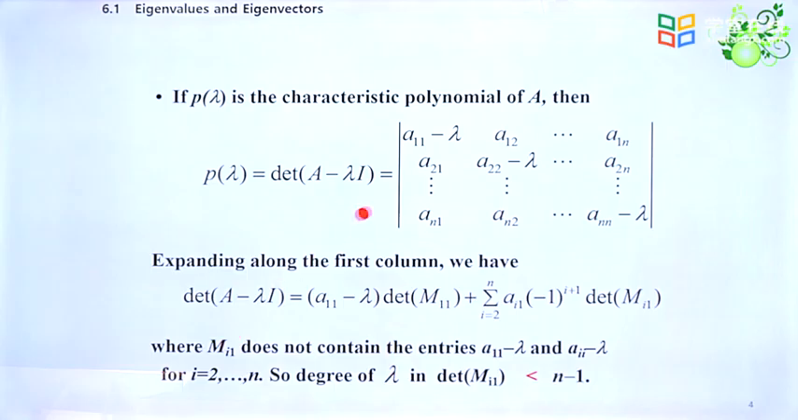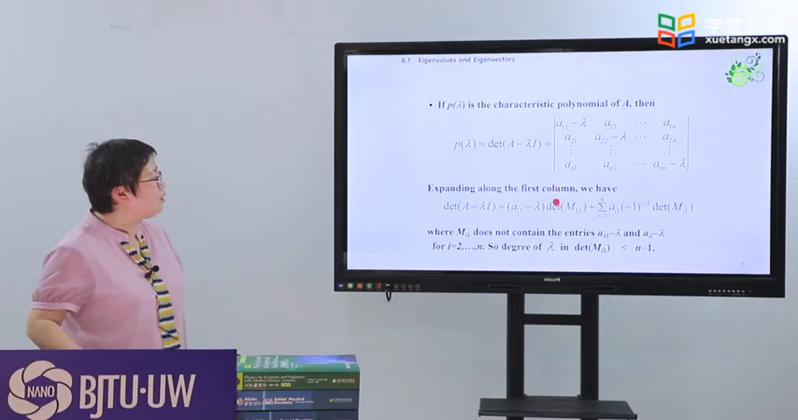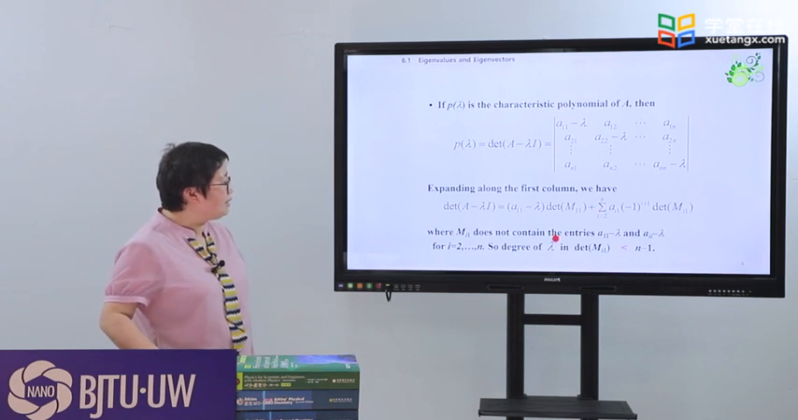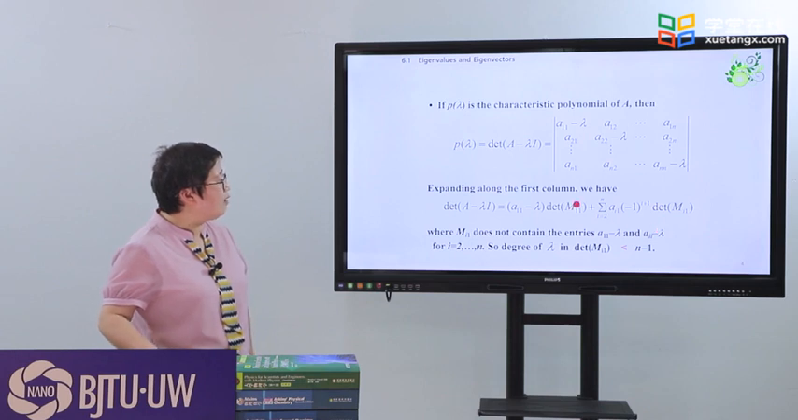Because if you delete this row and this column, you delete the aii minus lambda in this row, and also this column containing a11 minus lambda. So the degree of lambda in the determinant of Mi1 is smaller than n minus 1. The largest one can only be n minus 2. So the terms of lambda with degree n and n minus 1 can only be obtained from the first term.